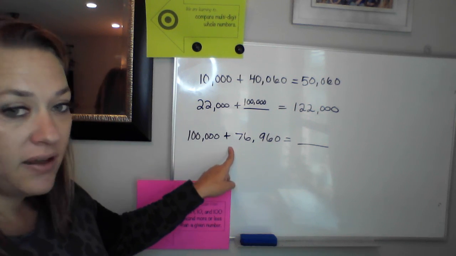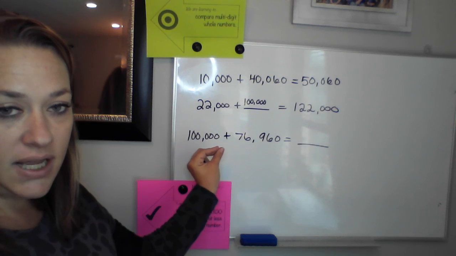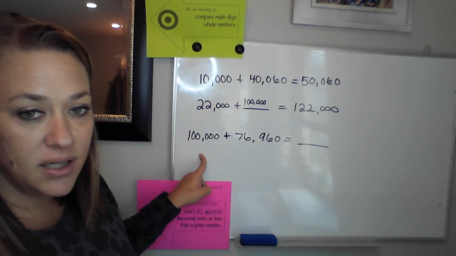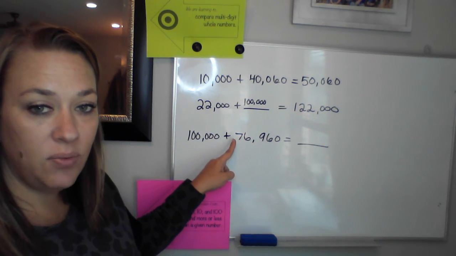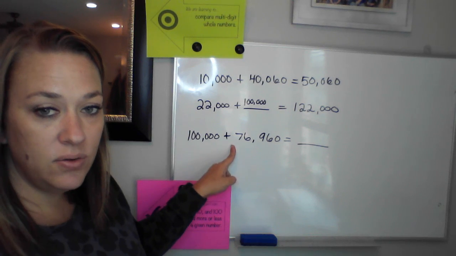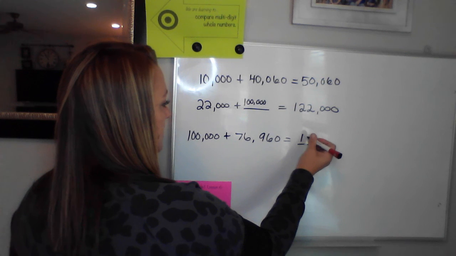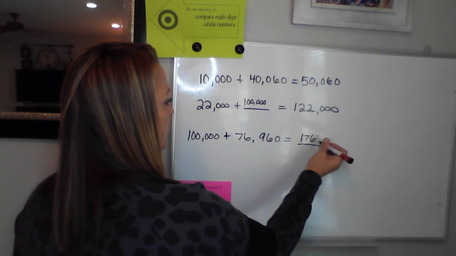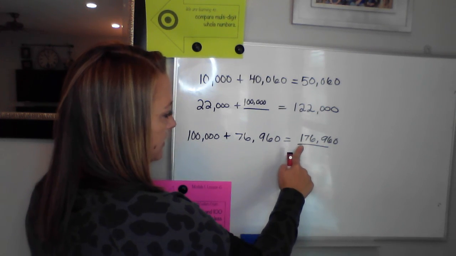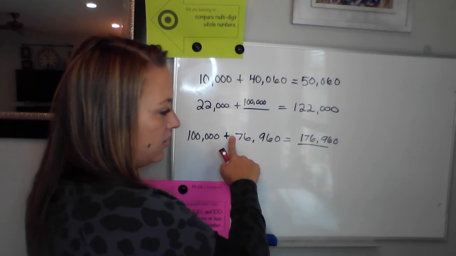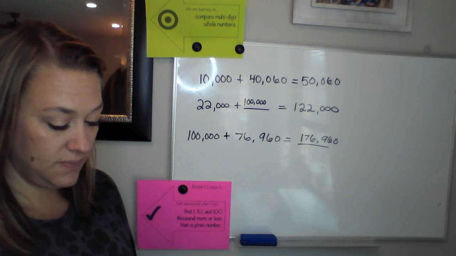Okay. And then 100,000 plus 76,960. Well, I don't have anything in my 100,000s place here. So really, I'm just going to mush those two together because I'm adding 100,000 to this value. Okay, so it's going to look like this. 176,960. I just added my 100,000s because there wasn't any there already. It stayed one group of 100,000.